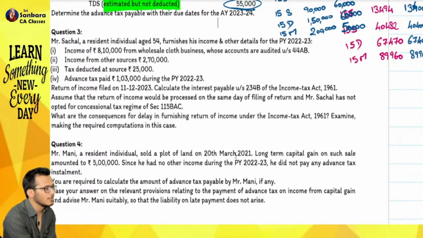If you have not audited, only then you will go for presumptive. Income from other sources 2,70,000. Tax deducted at source 25,000. Advance tax paid is 1,03,000. Return of income was filed on 11th December 2023. Within the due date or after the due date? After the due date. What is your due date?